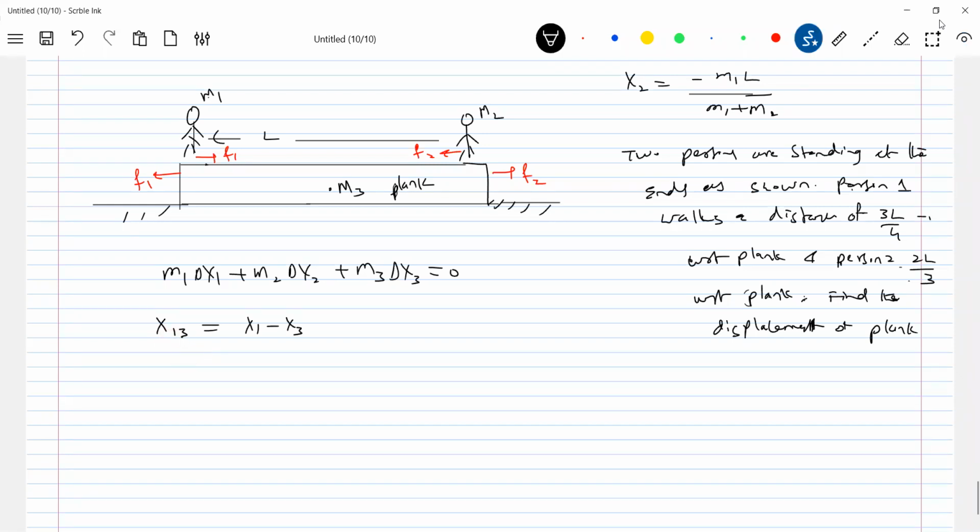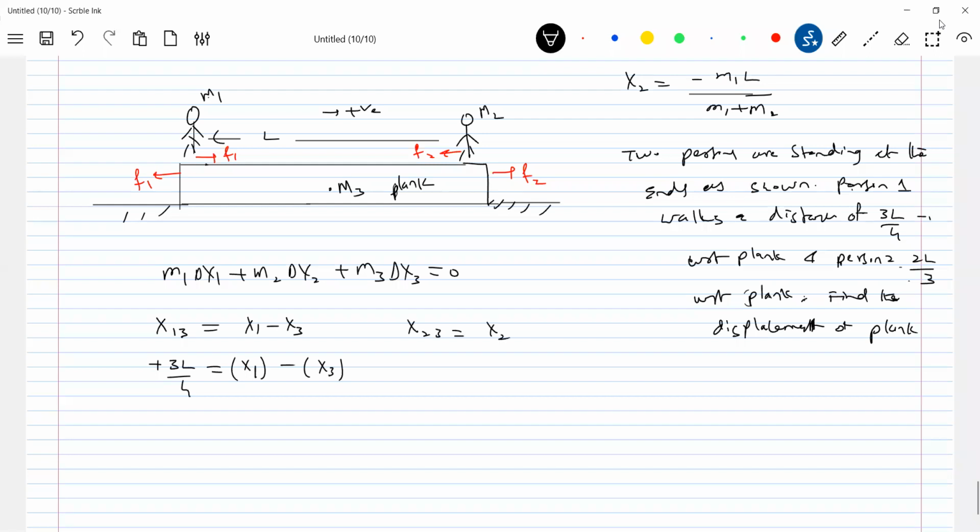With respect to plank, how much? Anything towards right is positive. 3L by 4 plus 3L by 4. Do we know the displacement of the person? We don't know. Leave it. Don't put any sign. The unknown things, don't put any sign. Then we don't know the displacement of the plank also. Leave it. Let's come to the second person.